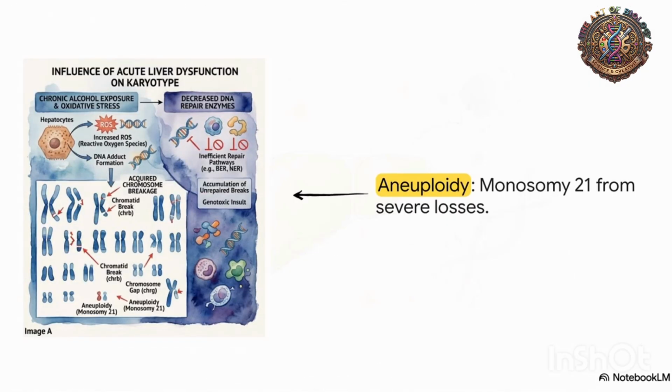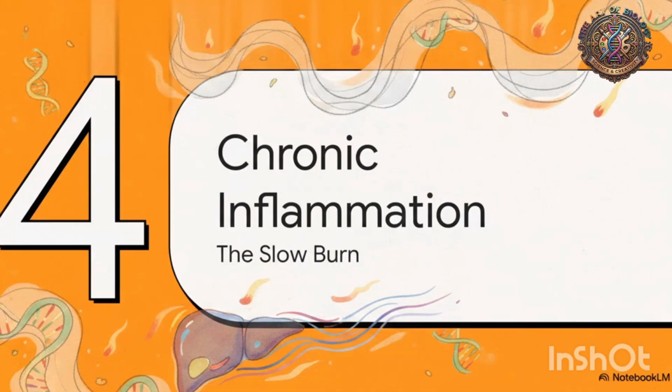And that leads to the chaotic endpoint of the acute pathway. All those unrepaired breaks ultimately cause severe chromosomal losses during cell division, resulting in aneuploidy. Notice monosomy 21 here. That is the literal deletion and loss of an entire chromosome. It's a complete structural failure, and it originates directly from liver distress. All right, let's look at the other side of the coin.